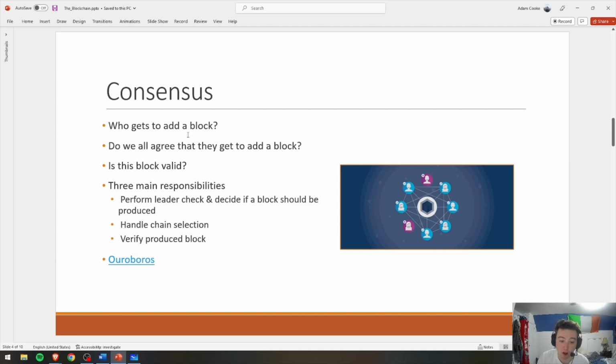Who gets to add a block? Do we all agree that they get to add a block? Is the block valid? Are the contents of the block valid? So you have to decide who's going to produce a block. You have to decide, if you have multiple people producing blocks at the same time, which version of the chain you're going to choose, and you have to verify that the produced block is valid.